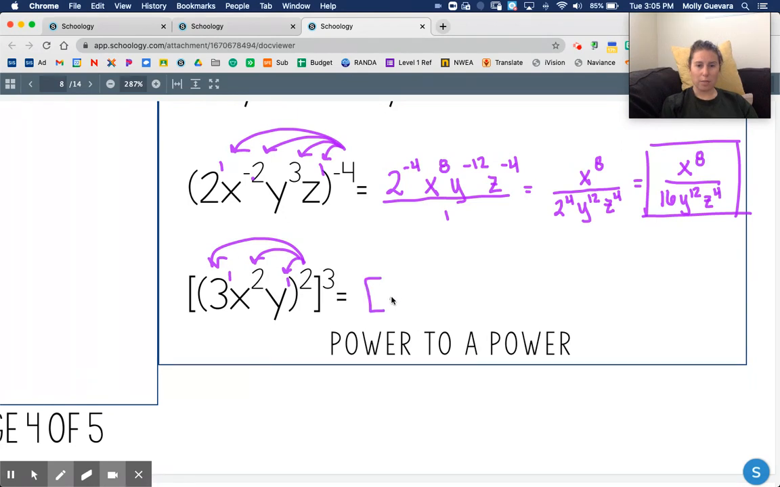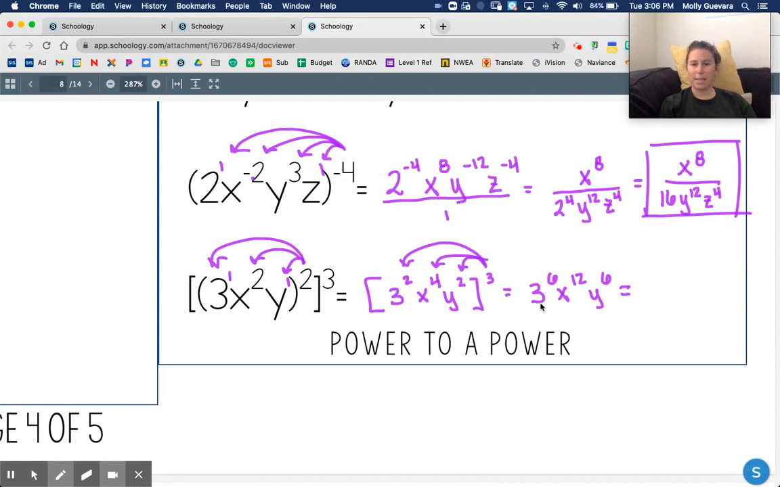So this gets me 3 squared. X to the 2 times 2 is 4. And then y to the 1 times 2 is 2. All being raised to the third power. Then I can go ahead and do the 3. Which gets me 3 to the 2 times 3 is 6. X to the 4 times 3 is 12. Y squared to the third is y to the 6th.